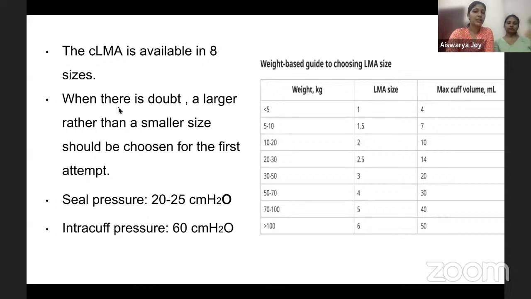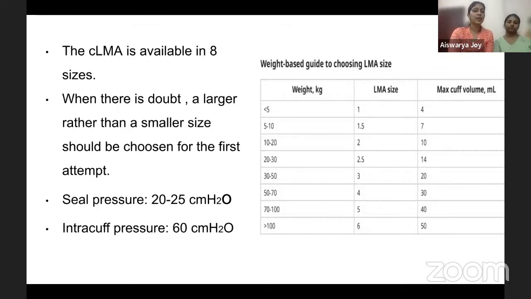The classic LMA is available in 8 sizes, and we select the LMA size according to the weight of the patient. If the weight is less than 5 kg, we use size 1. Between 5 to 10 kg, size 1.5. Between 10 to 20, size 2. 20 to 30, size 2.5. 30 to 50, size 3. 50 to 70, size 4. Between 70 to 100, size 5. And if the weight is 100 plus, size 6. When in doubt, a larger rather than a smaller size should be chosen for the first attempt.